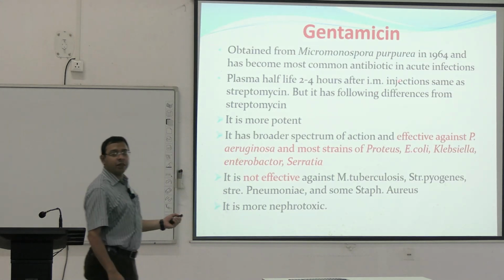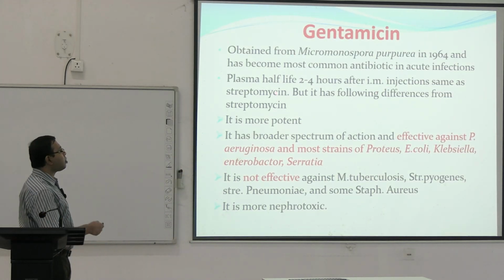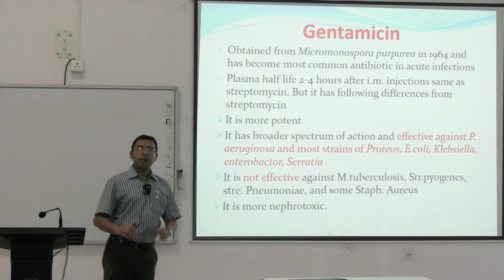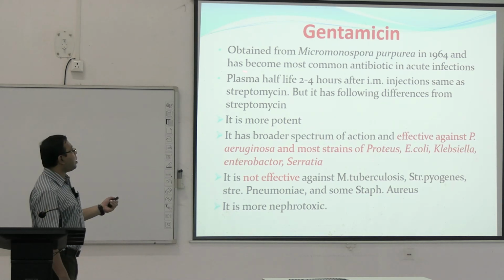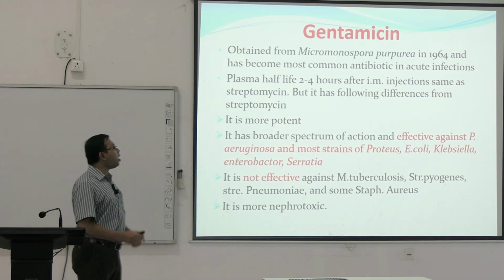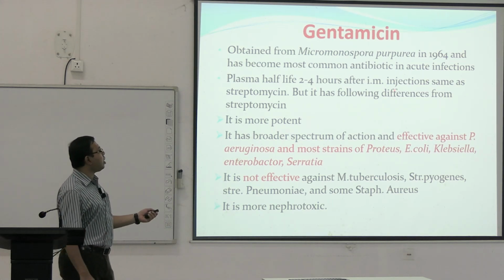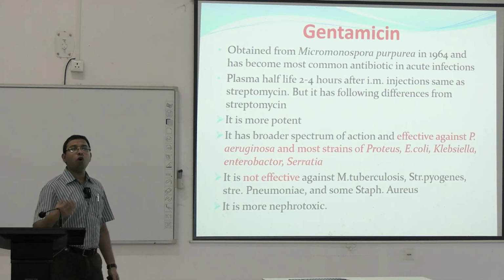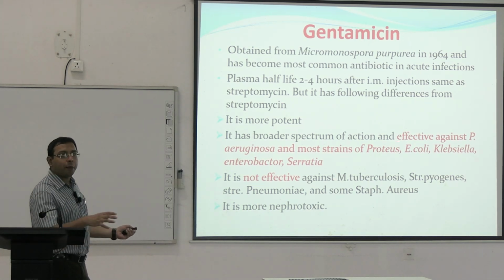Next, coming to gentamicin. Gentamicin is another older aminoglycoside antibiotic that was obtained from Micromonospora purpurea in 1964, and since it is obtained from Micromonospora, that's why it is called micin, and it has become the most common antibiotic in acute infections. Previously it was indiscriminately used. Plasma half-life is 2 to 4 hours after intramuscular injection, but it has some differences from streptomycin: it is more potent in comparison to streptomycin. It has a broader spectrum of activity.